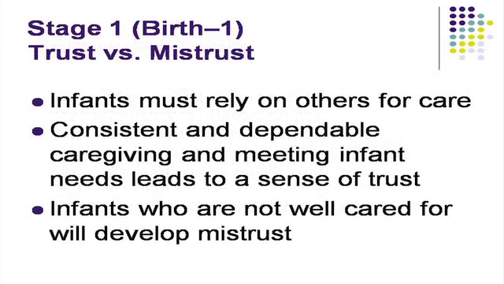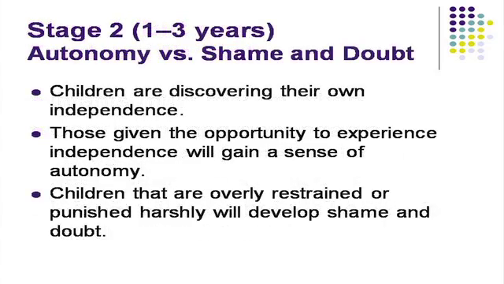Stage 1, trust versus mistrust. Infants must rely on others for care. Consistent and dependable caregiving and meeting infant needs leads to a sense of trust. But infants who are not well cared for will develop mistrust. So it's one positive, one negative. Then autonomy versus shame and doubt, 1 to 3 years, okay? Children are discovering their own independence.